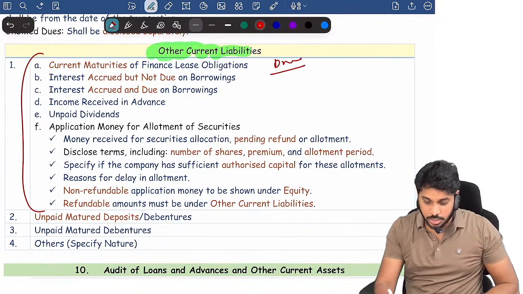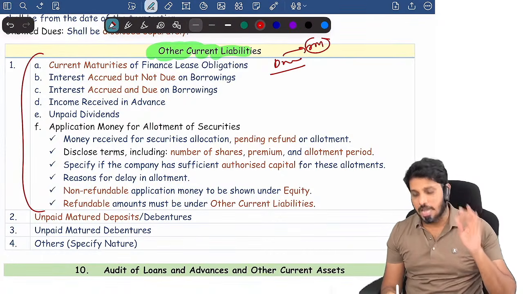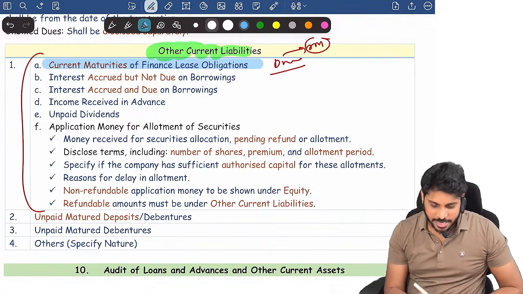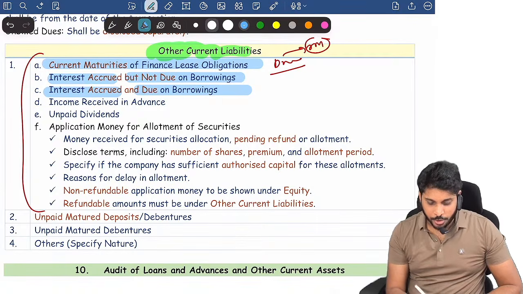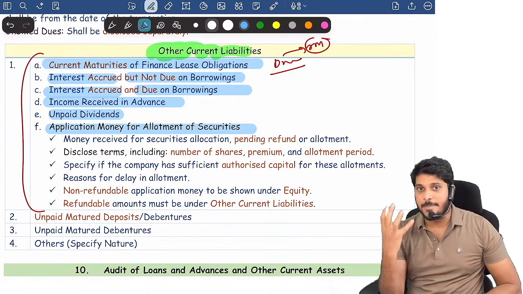Remember, this is a disclosure requirement. This itself can be asked as a 5 marks question. What is the disclosure requirement of other current liabilities? First one, current maturities of finance lease obligation, interest accrued but not due on the borrowing, interest accrued and due on the borrowing, income received in advance, unpaid dividend, application money for allotment, nothing but share application money pending allotment.